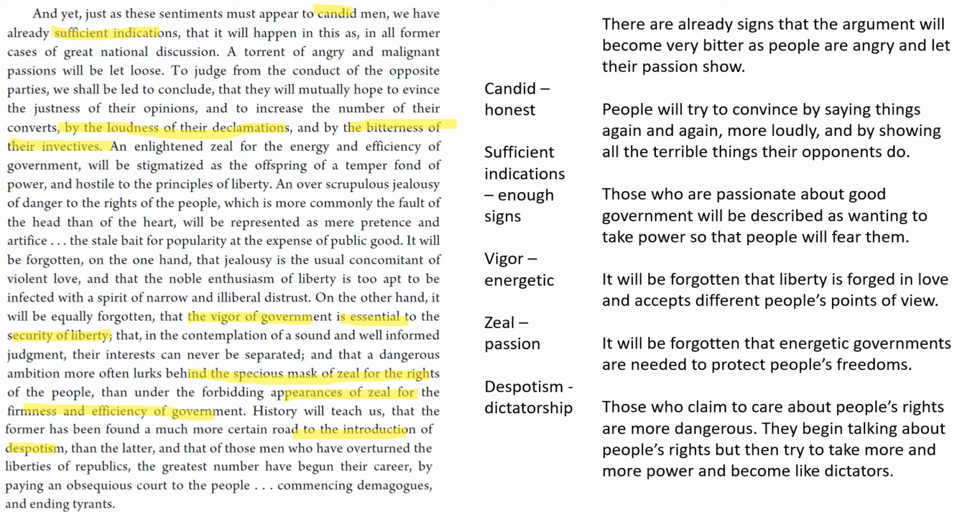And the latter, that of those men who have overturned the liberties of republics, the greatest number have begun their career by paying an obsequious court to the people. So those that become dictators often start by showing people that they are on their side. And then when they get power, they try and become dictator. They try and abuse their power.